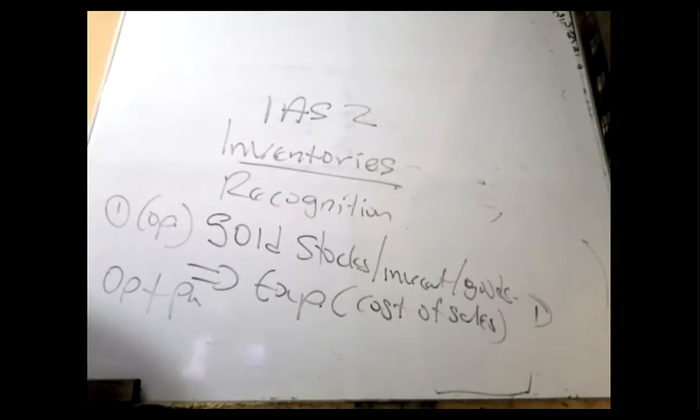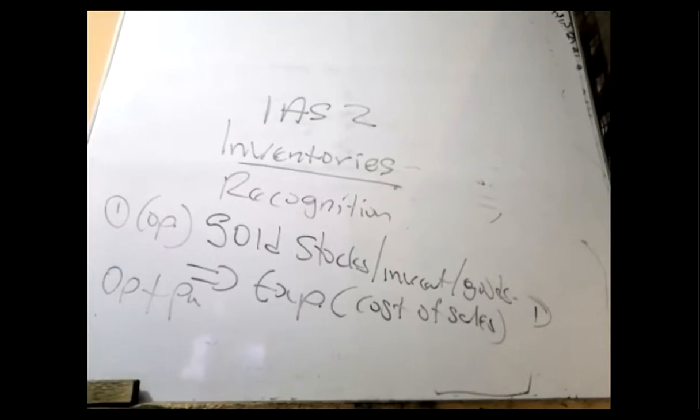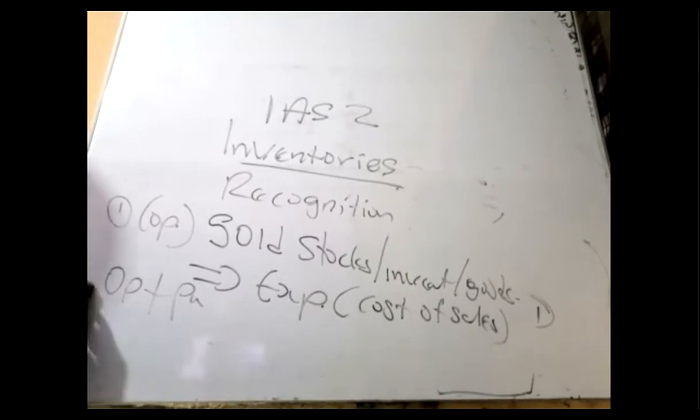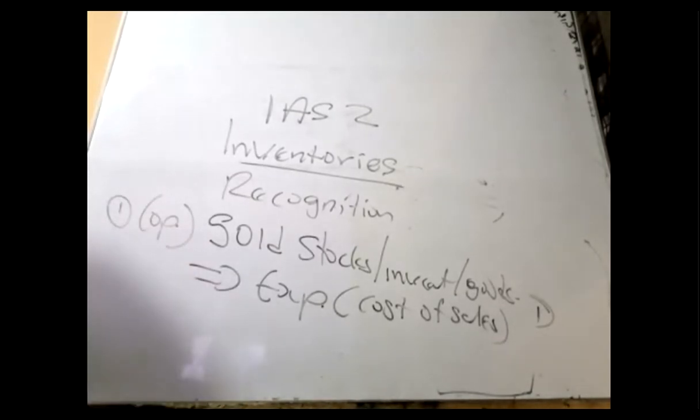Now let's go to type 2, the other type of inventory. You call it unsold inventory, leftover.